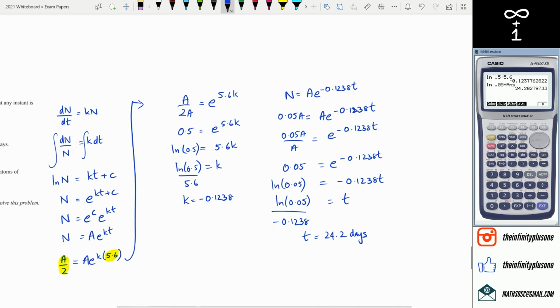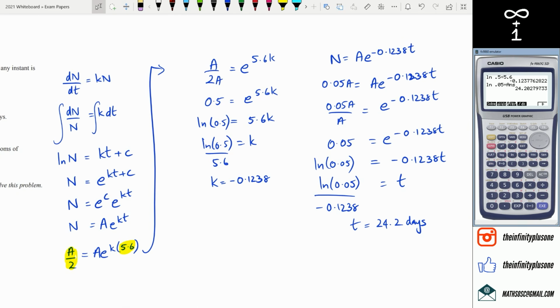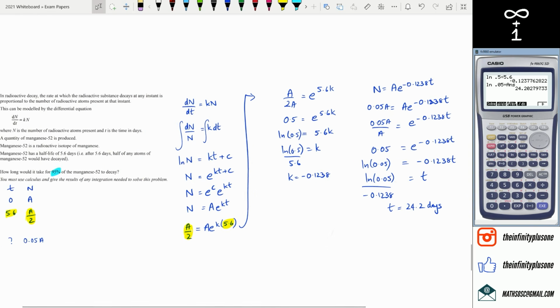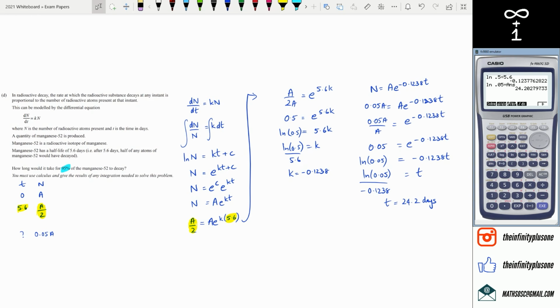So I call this the cookie cutter kind of question, because there's nothing much really happening apart from, you're going to get the standard differential equation, you integrate it, you find out what the k value is. Once you find out what the k value is, then it's like figuring out whatever they're trying to ask in the question.